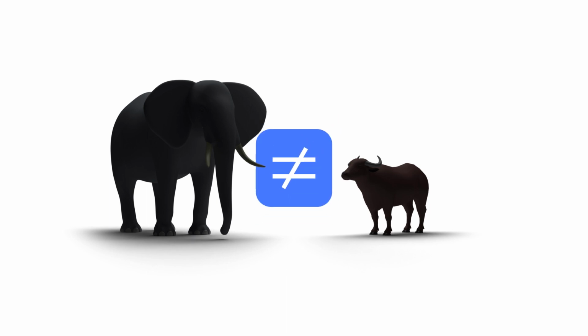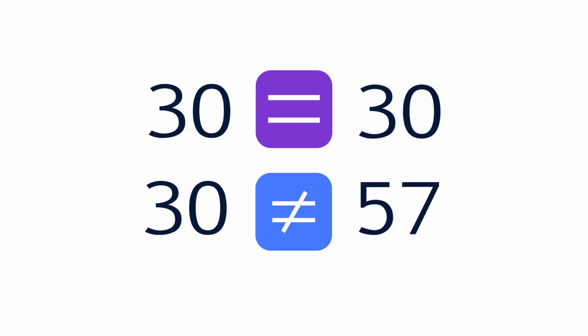It's just as simple when writing numbers. 30 equals 30, but 30 is certainly not equal to 57. This means you cannot write 30 equals 57, but you can write 30 is unequal to 57.